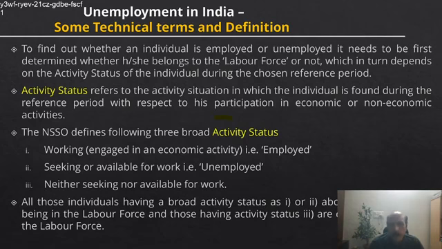Apart from the working force, in the labor market, we also have the labor force, which is not working at present, but is seeking a job in the market, and they are the unemployed people.